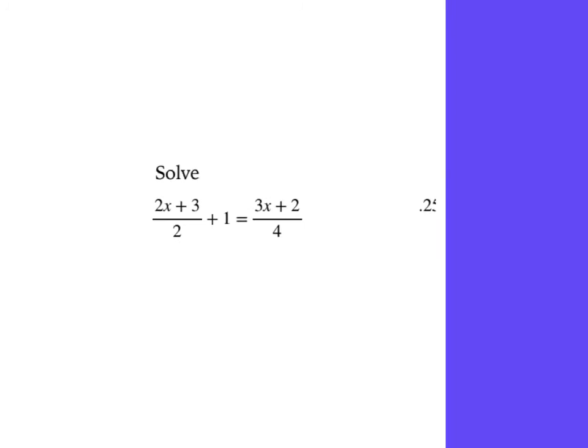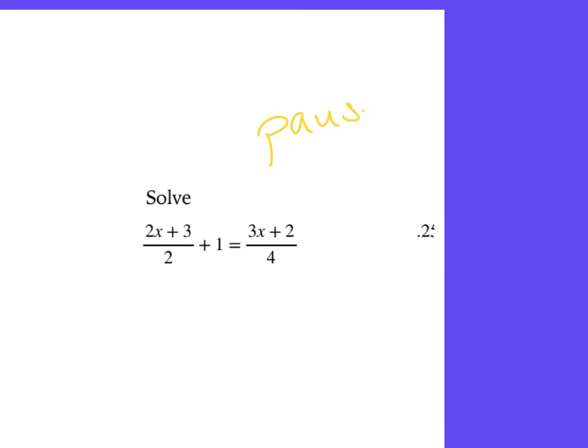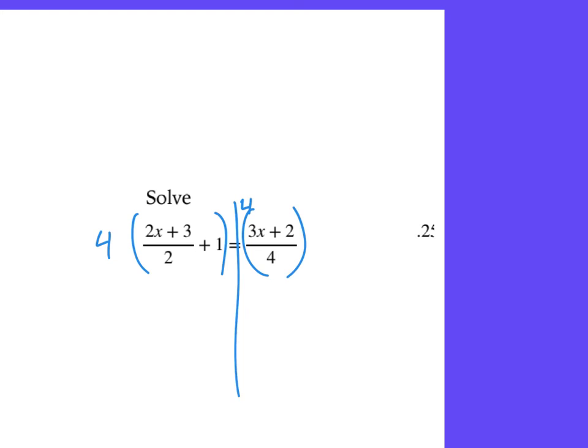Next one, pretty similar. Pause and try this one on your own. Killing the fraction. What do they both go into? Sorry. 2 and 4. They both go into 4. When I multiply, 4 over 2 is going to just become 2 on top, being multiplied by that (2x plus 3). And 4 times 1 is just 4. These 4's are going to cancel and just give me 3x plus 2.